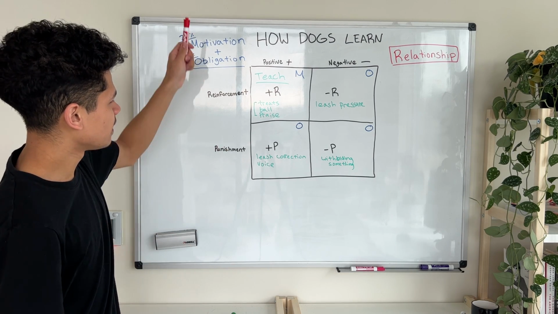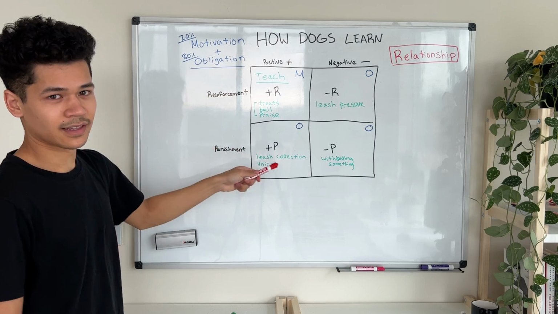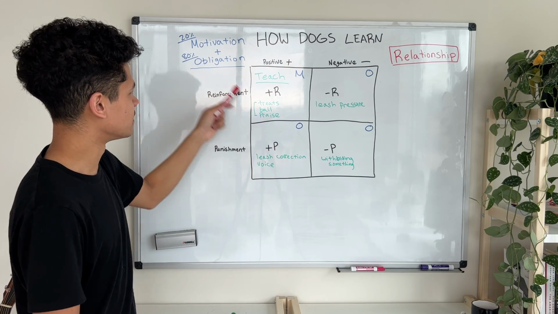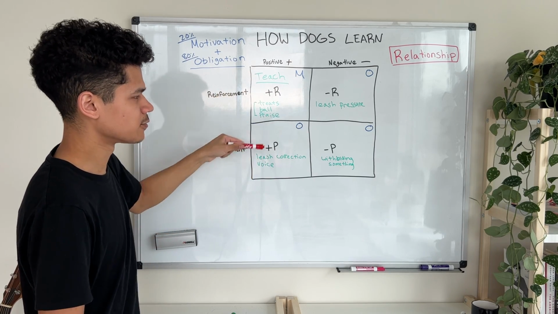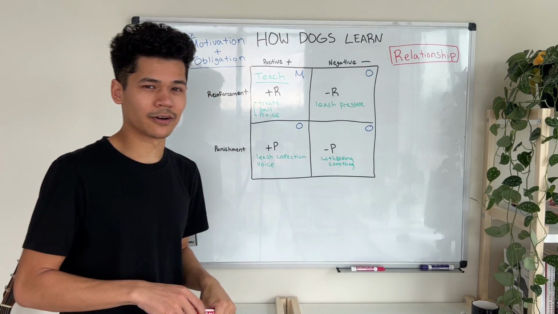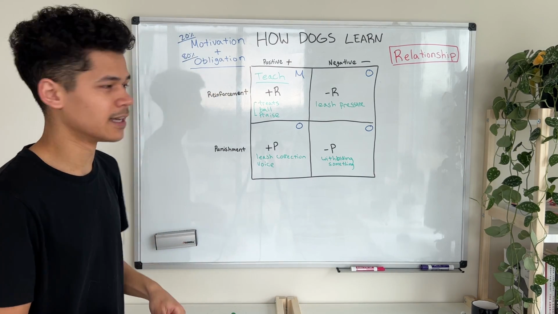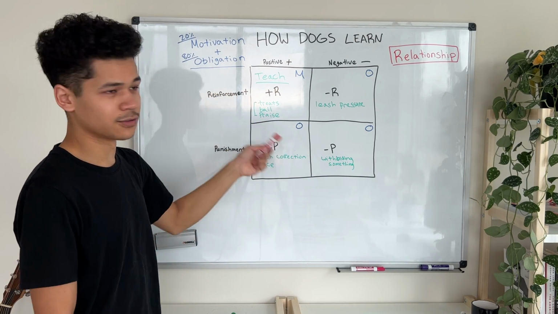But for now, this is how dogs learn. So understand it, because in our training, we're going to be using each one of these quadrants, and you have to understand where we are in our training process and why we're using the tools in our training that we're using.